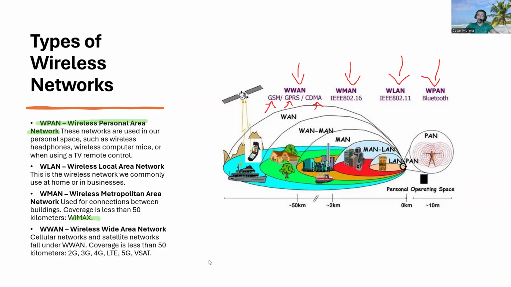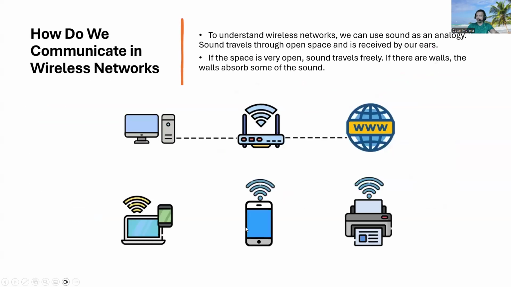Finally, we have the last one. What do you see there? WWAN, Wireless Wide Area Network. Cellular networks and satellite networks fall under WWAN. Coverage is less than 150 kilometers. Remember, it's about 93 miles. It includes 2G, 3G, 4G, LTE, 5G, and VSAT. Those are some of the technologies that we have currently there. Let me go ahead and clear the drawings for a moment. Let's move on.